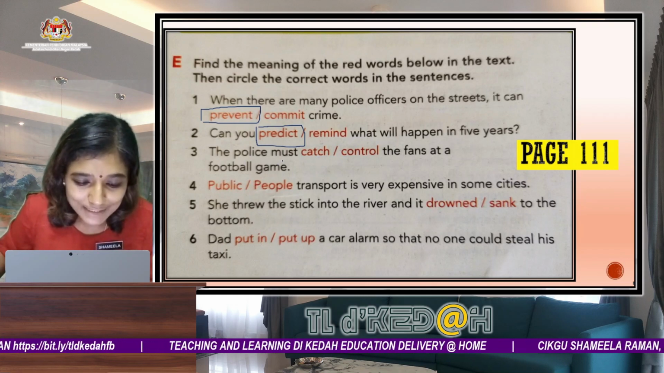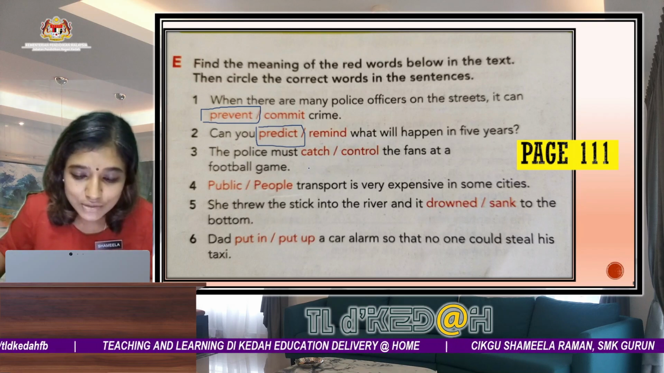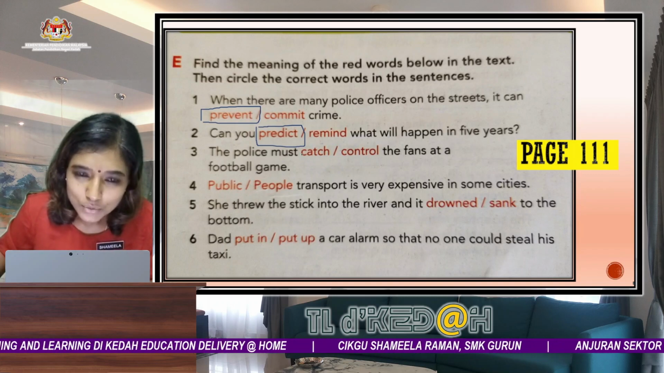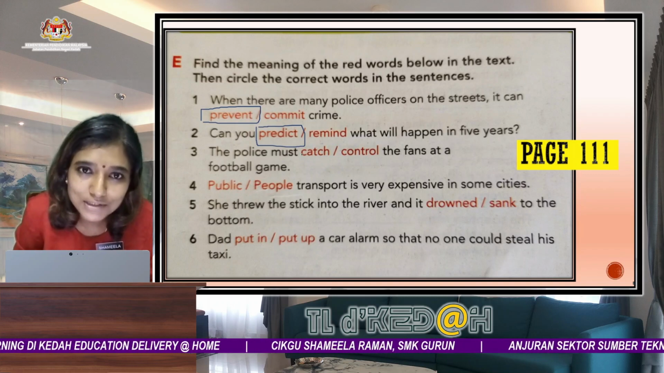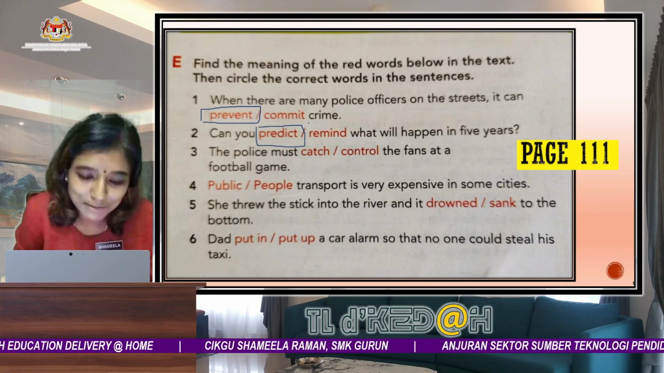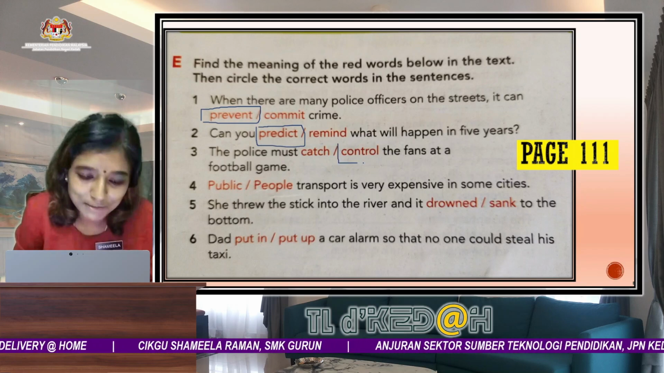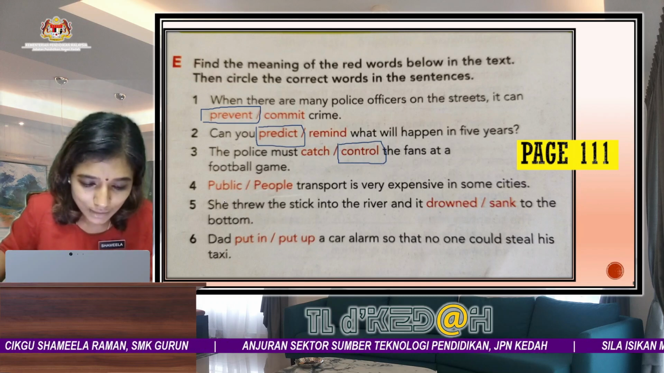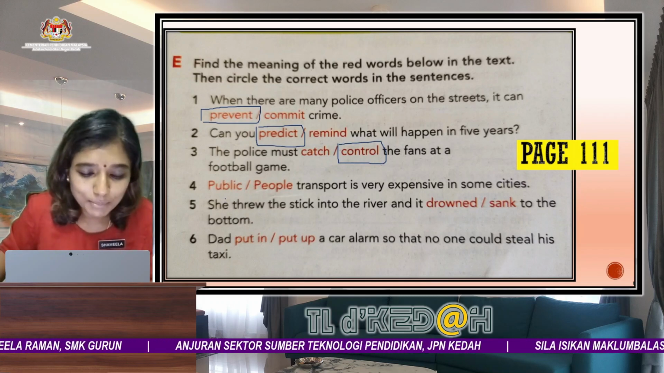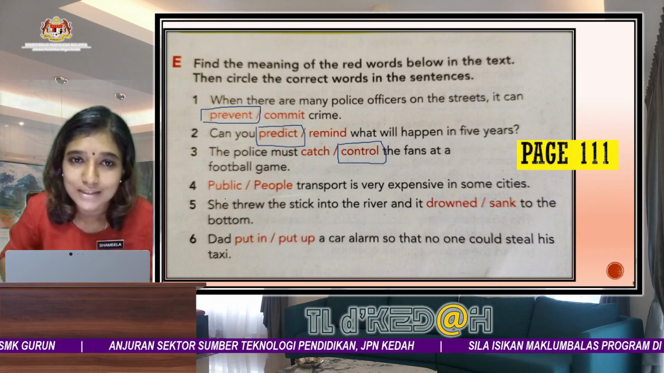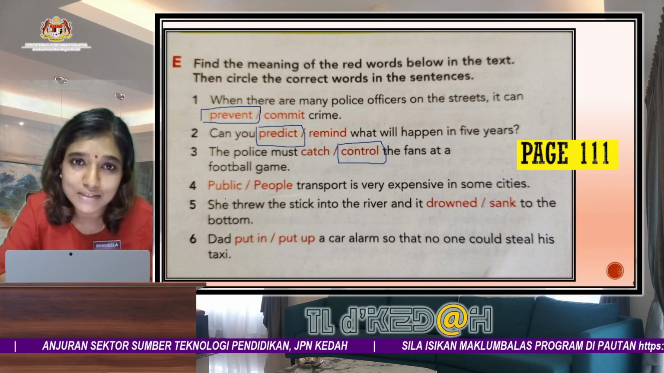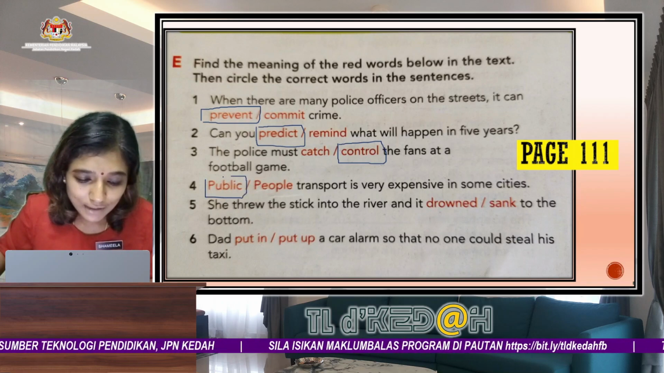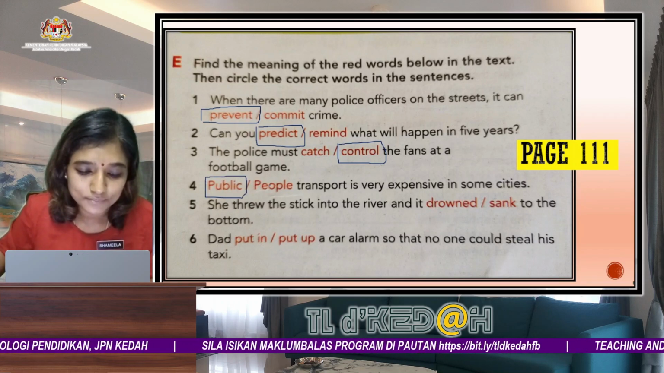Next, the police must catch or control the fans at a football game. Do they catch fans for watching a football game? No. So the word is actually control. This has the same meaning back in the text. This is very easy. Public, people, transport. The phrase itself is in the text. It's definitely public transport.